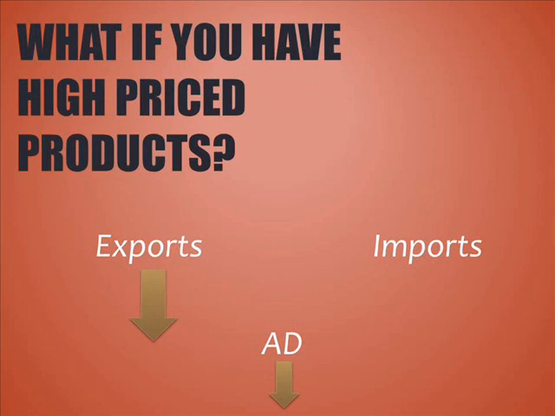Another factor that affects imports and exports is the price of your goods compared to the price of the same goods in other countries. If your products are very expensive compared to other countries, then people won't want to buy them, so your exports will go down. So if a British-made car was really expensive compared to an American-made car or a Chinese-made car, then people would just buy the Chinese and American cars and they wouldn't bother with the British ones. So if your prices are very high, then that usually means that your exports will go down, and therefore aggregate demand goes down as well.